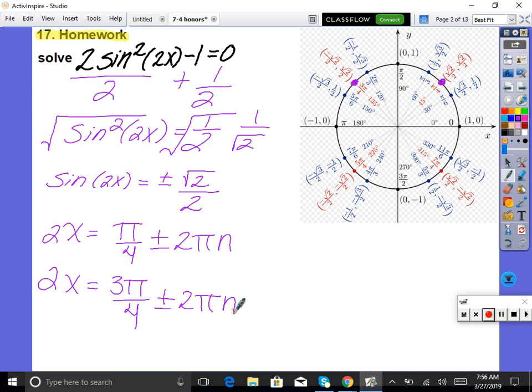Okay, same here. Now let's go on to the minus ones. So let's look here. We have 2x is also equal to negative root 2 over 2. We always list the solutions from 0 to 2 pi, the positive solution set, first. So won't that be 5 pi fourths, and then plus and minus 2 pi n? And then right there is a solution at 7 pi fourths, isn't it?